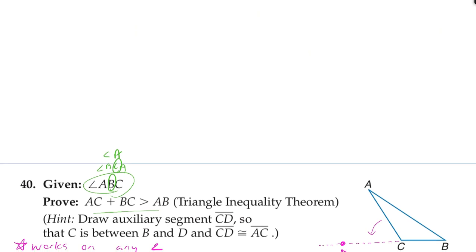So here's what you do. You extend the side. Okay, so we start with angle ABC, and all we do is extend one of the sides so that these are the same. And you can always do that.